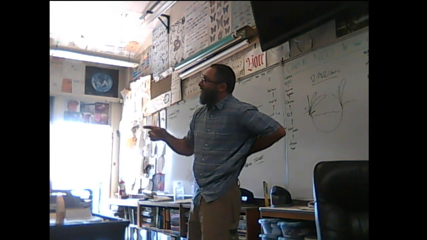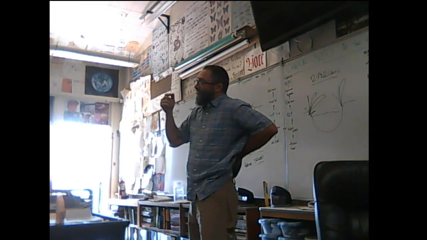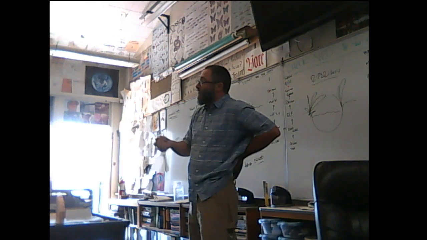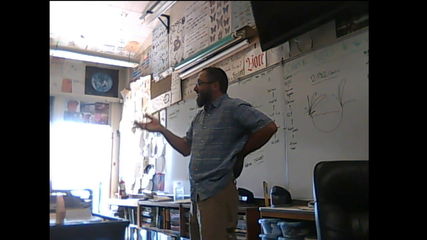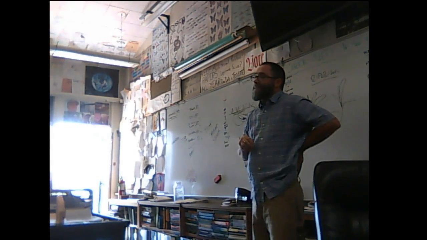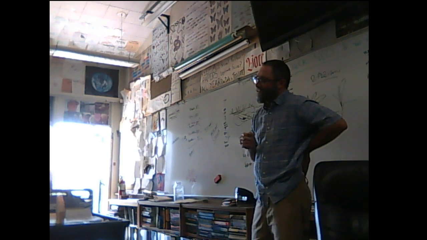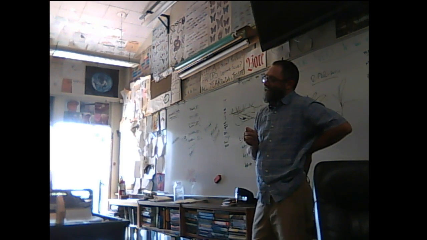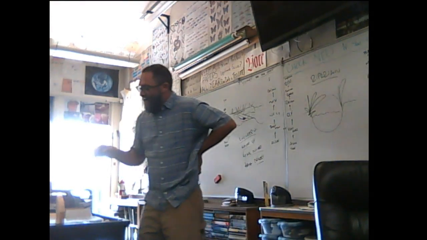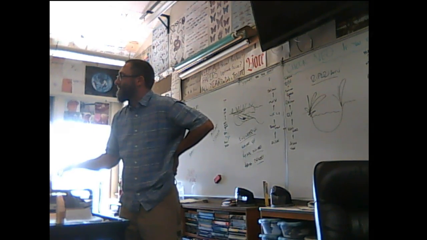So we call keystone species those whose ecosystem collapses when removed. You get rid of the species and the whole ecosystem falls apart. So let's see if you can predict what's going to happen. If I grab this middle wood block and I pull it out of the way, what's going to happen?